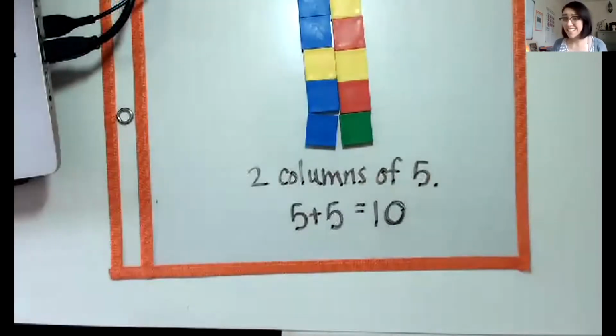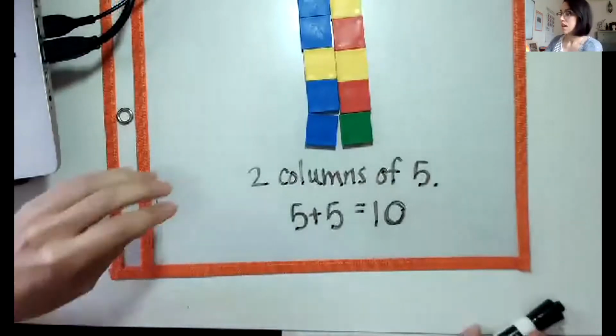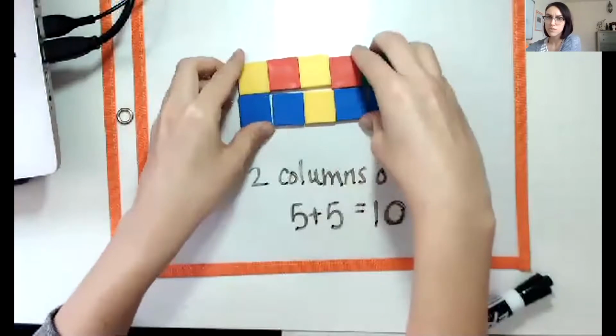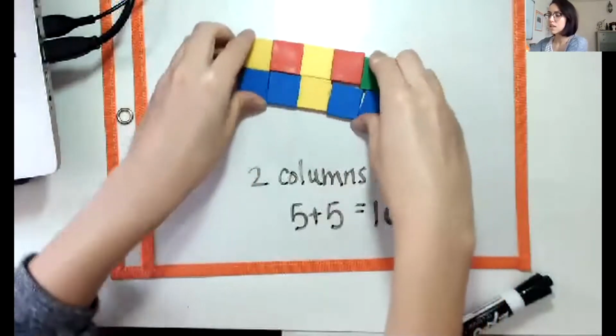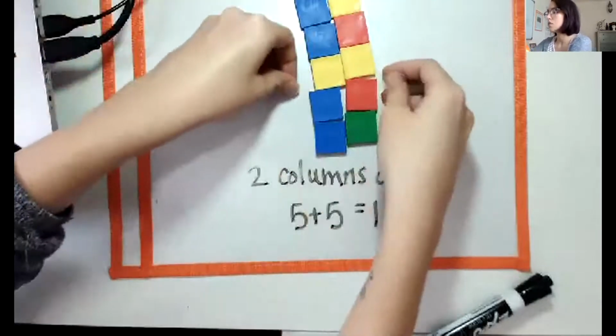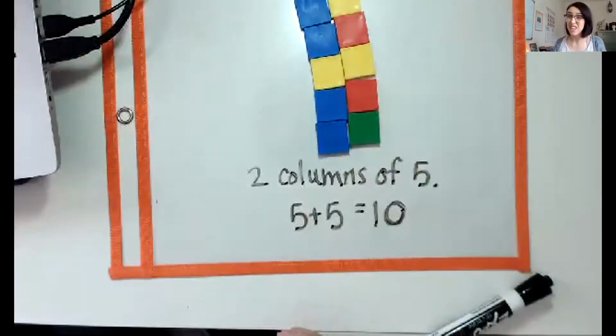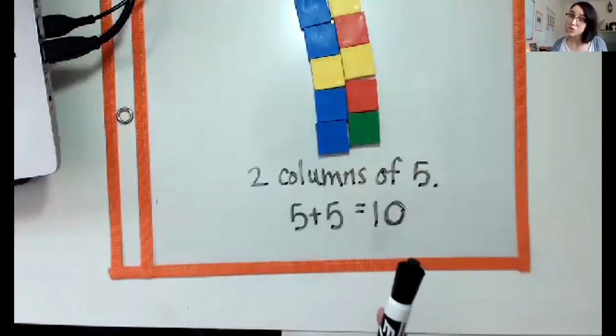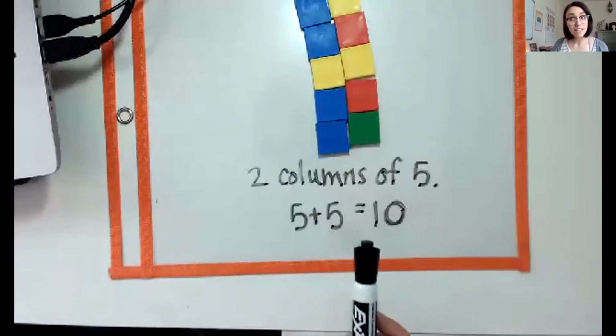Now, my repeated addition sentence didn't change. My number of tiles didn't change. The only thing that changed is my array went from being on its side in 2 rows to standing tall in 2 columns. In both arrays, they were shaped like a rectangle. In both arrays, there were equal groups. So 2 columns of 5 and 2 rows of 5 are really just 2 groups of 5. So the repeated addition sentence is not going to change, okay?